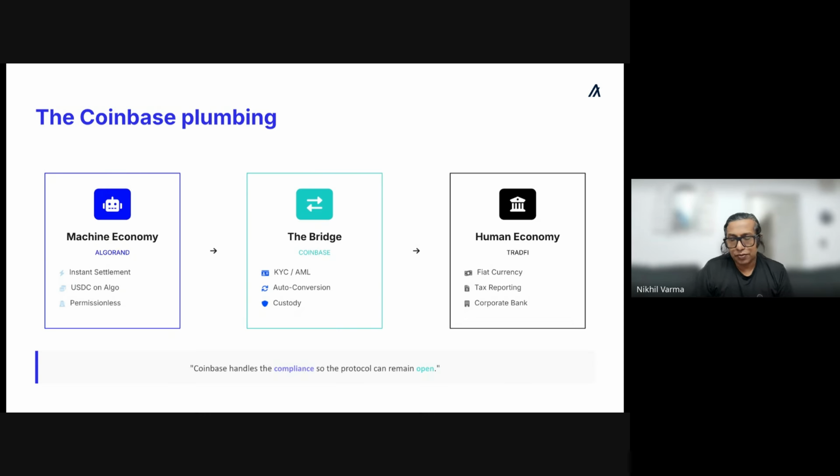I can pay you in USDC, but you can get the payment in euros at the end, because of that whole Coinbase setup. And then there is KYC and compliance and other things which are already built in, which makes it super powerful.